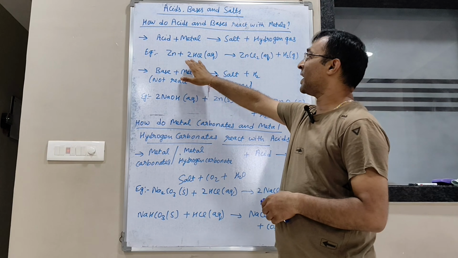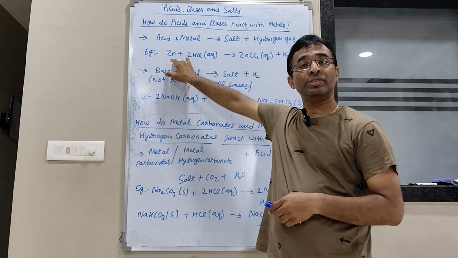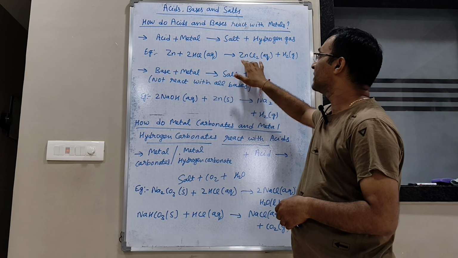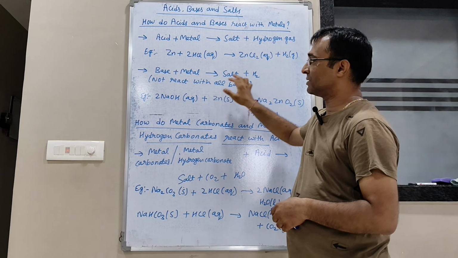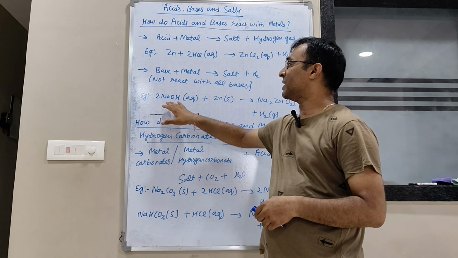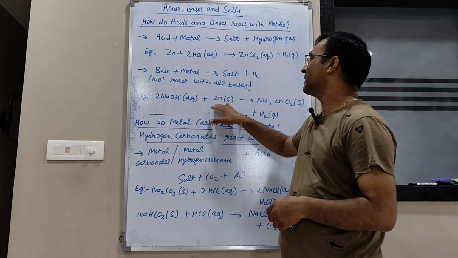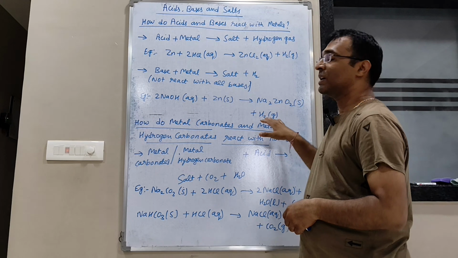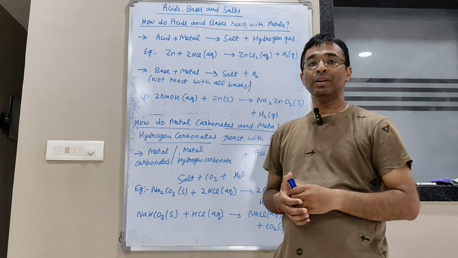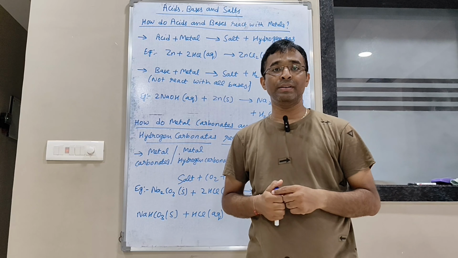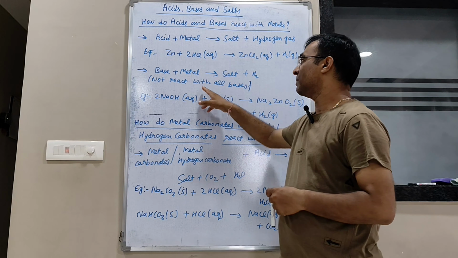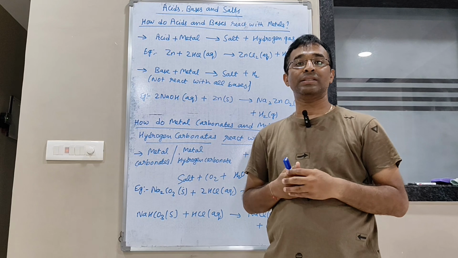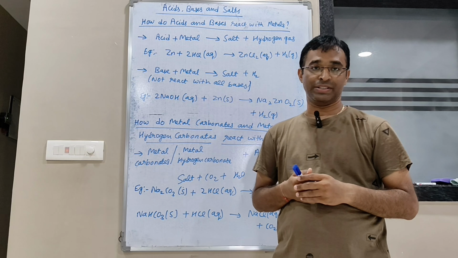I have taken an example also to demonstrate this. Zinc reacts with hydrochloric acid to give zinc chloride plus hydrogen gas. In base, we have NaOH, sodium hydroxide, reacting with zinc to give sodium zincate, Na2ZnO2, plus hydrogen gas. An important point to note in bases is that not all bases react with metals. Only specific metals react with the bases.